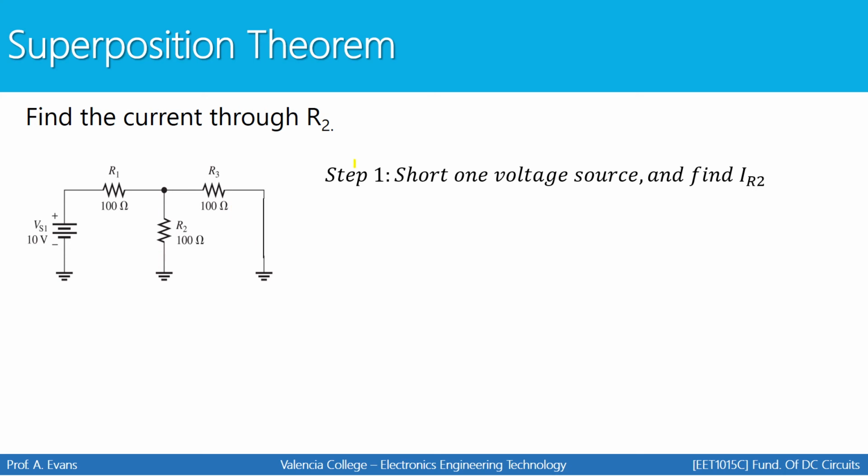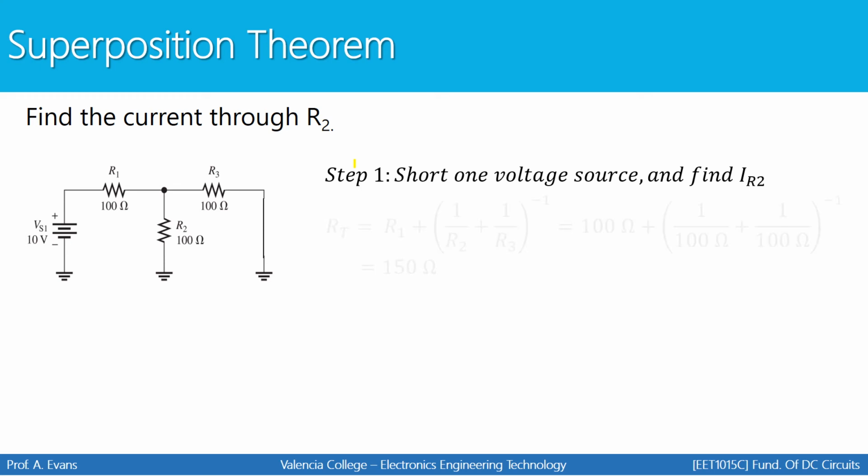So I am going to take voltage source 2 and replace it with a short circuit. That means my picture now looks like this. So any voltage source that gets replaced with a short circuit basically gets replaced with a wire. Now I only have one source, and I'm going to find the current through R2.